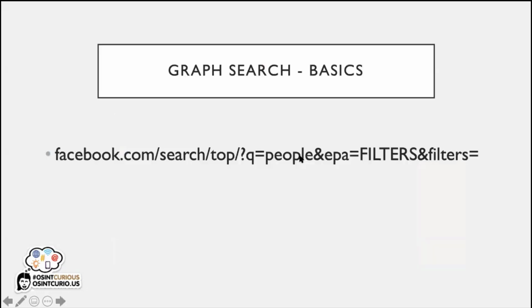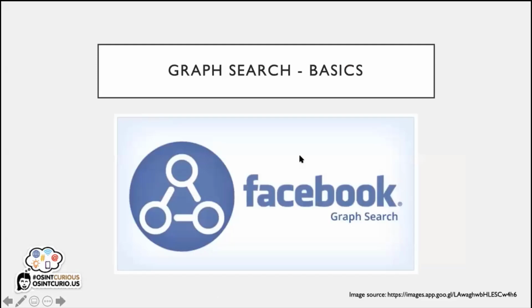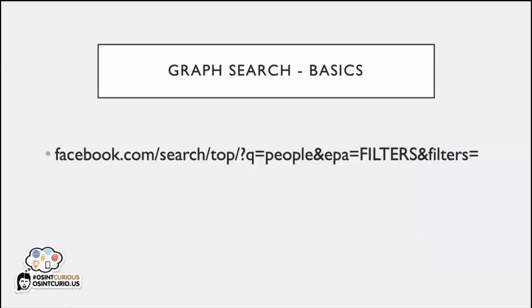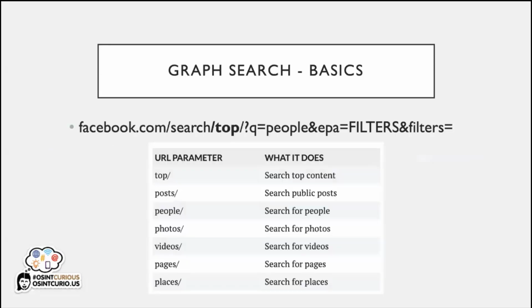So we're going to be talking about the basics of graph search. One of the things we're going to be starting with is a very basic URL. This will be the URL we will be working from, and we will be expanding it as we go. We will start relatively simple, and we will build it up further down.